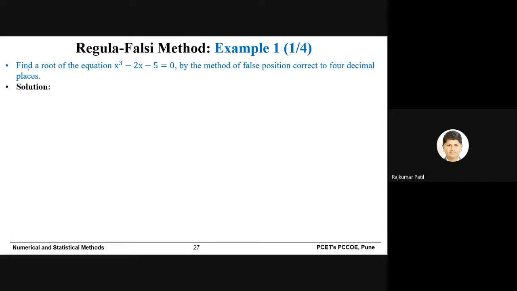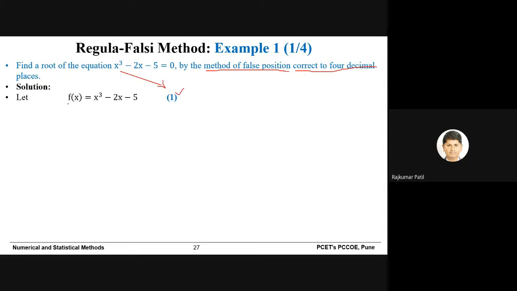The problem is: find a root of the equation x cube minus 2x minus 5 equal to 0, by the method of regula falsi, correct to 4 decimal places. So the name of the method is mentioned, regula falsi, and accuracy up to 4 decimal places is expected. First step is, of course, to write down the given equation and call it equation number 1.